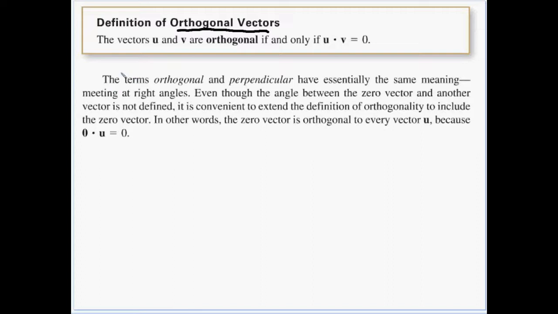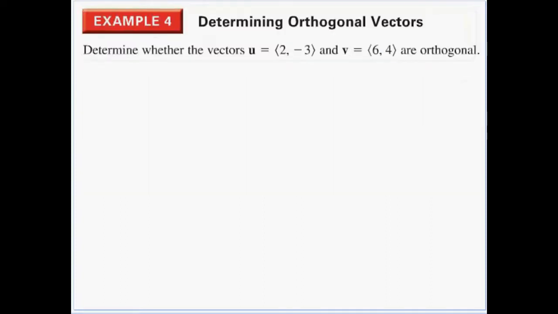If we see below here, before we read the definition, the terms orthogonal and perpendicular have essentially the same meaning, that they meet at right angles. So back up to the definition. The vectors u and v are orthogonal, or at 90-degree angles, if and only if their dot product is equal to 0. So in the last video, we saw how to find dot products. If we happen to run across two vectors with a 0 dot product, that means they exist at a right angle. So let's see what we got here.